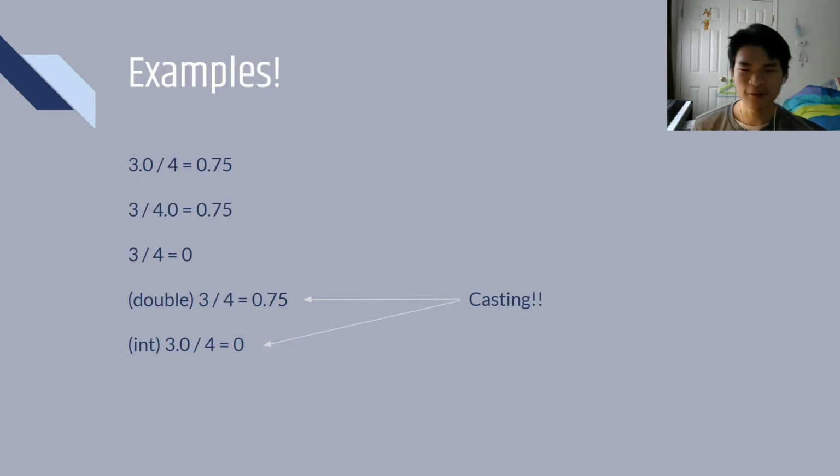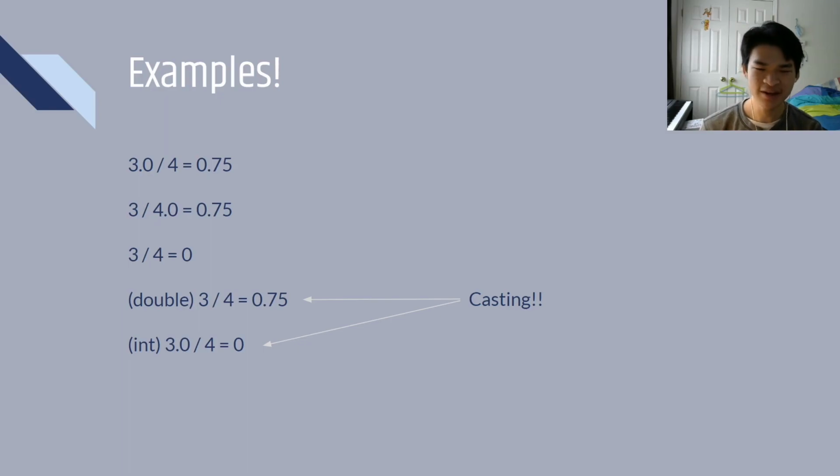If we take 3.0 and divide it by 4, that's a double divided by an integer, we get a double, which is 0.75. If we take an integer and divide it by a double, there's still a double in the operation, so the output will be 0.75. On the other hand, if we take an integer and divide it by another integer, it gets truncated, or as we like to say it here, decimal chopped. We get 0. If we cast to a double and take 3 divided by 4, now these are two integers, but we're casting the output to a double, so the result will be 0.75.